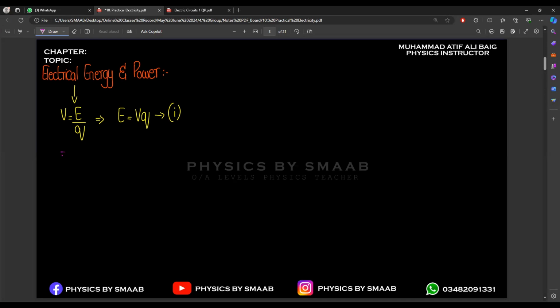because from the formula of electric current, I is equal to Q over T, we know that Q is equal to IT. So this formula can be written like V into IT. So electrical energy is equal to VIT. Okay.